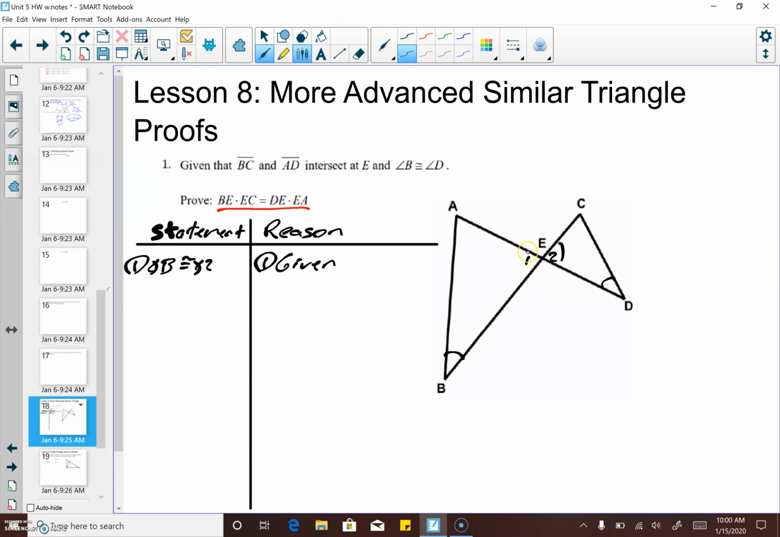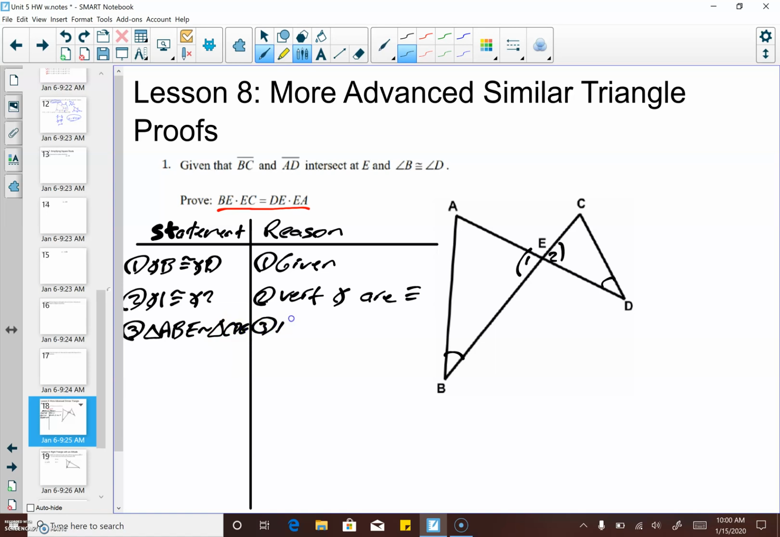Well, I'm going to take the easy one there, angle 1 and angle 2, for our verticals. Angle 1 is congruent to angle 2. Vertical angles are congruent. And then step 3, our triangles are similar, and we've got to make sure we match up our letters correctly. So triangle ABE is similar to triangle CDE by angle.